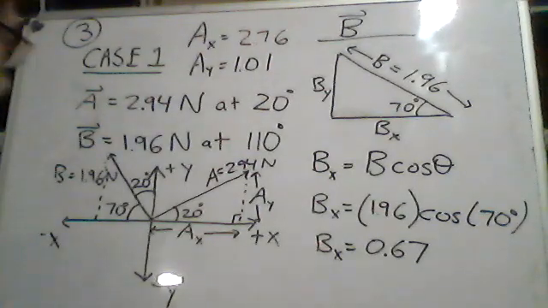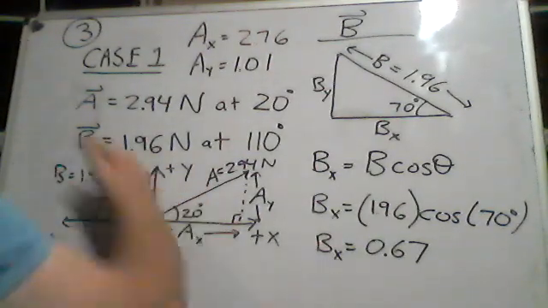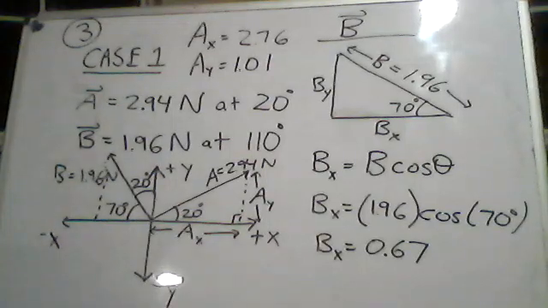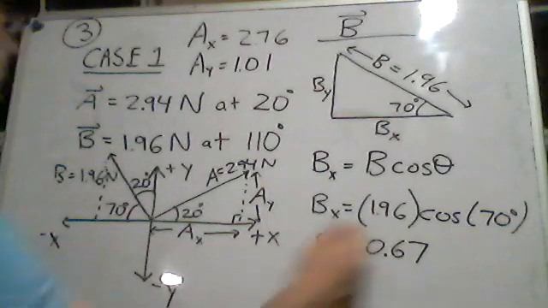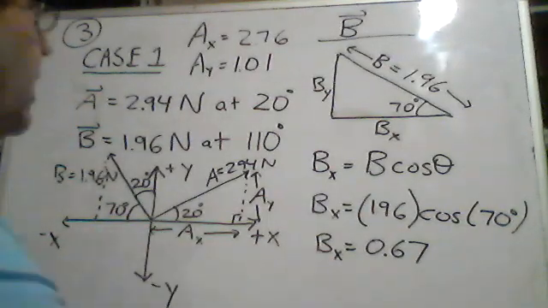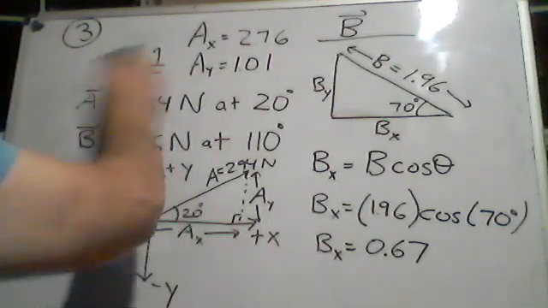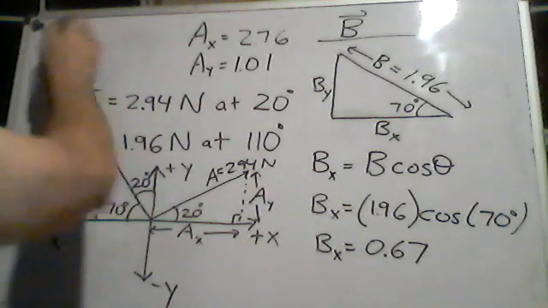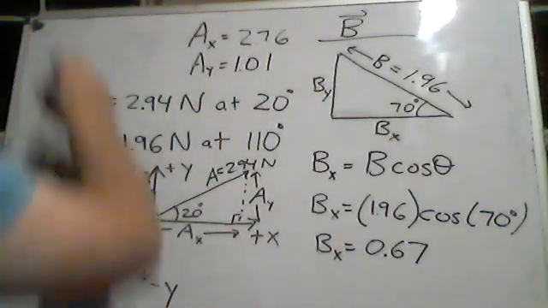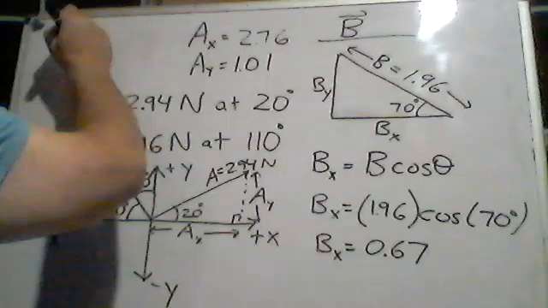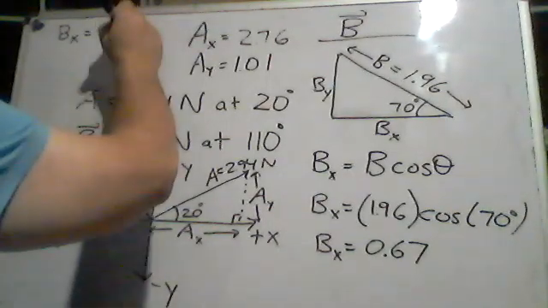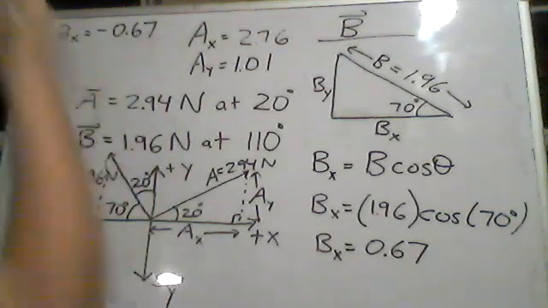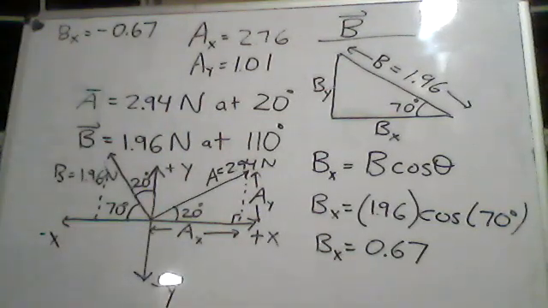But b sub x, this is a second quadrant vector. It's going to live in the second quadrant, so you have to have a negative x and a positive y. This is really going to be negative, and I might as well just indicate so now. So I'm going to erase this a little bit to get a little more real estate. I'm going to say that b sub x is negative 0.67.